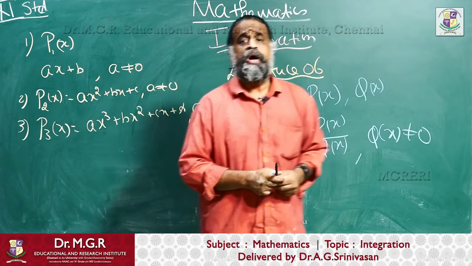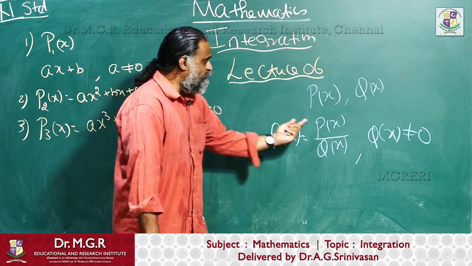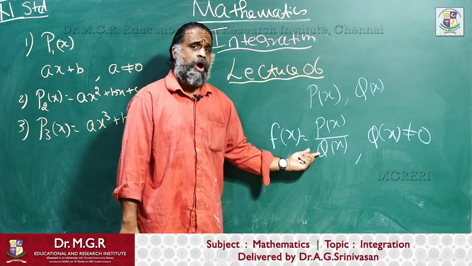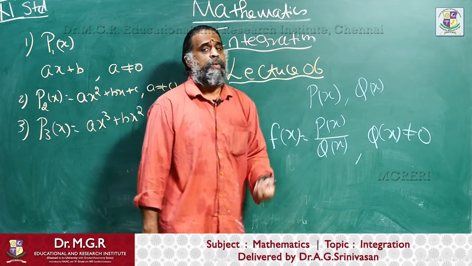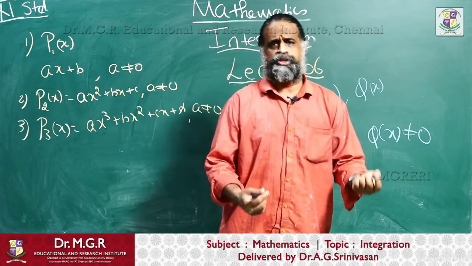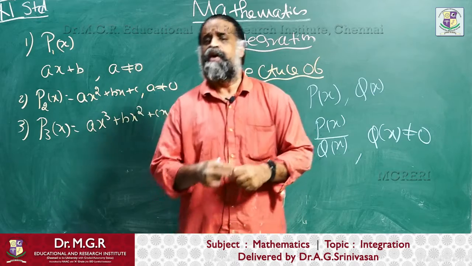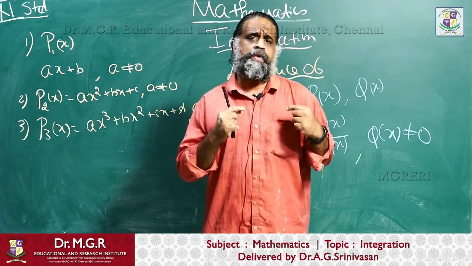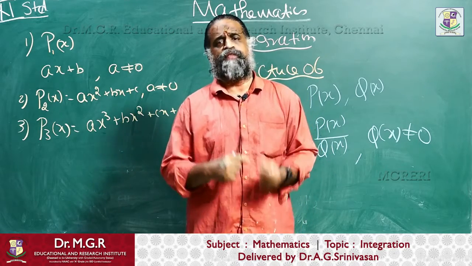What will we do in case it's an improper fraction? Meaning, if the degree of the numerator is either equal to the degree of the denominator or greater than the degree of the denominator, what should we do? There are procedures to convert an improper fraction into a proper fraction, which I am not discussing in this class because we are now discussing how to integrate functions using partial fractions.